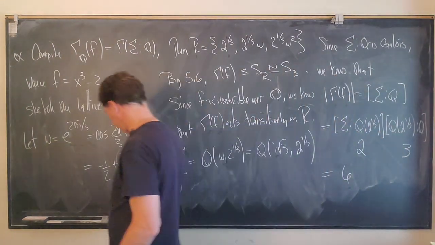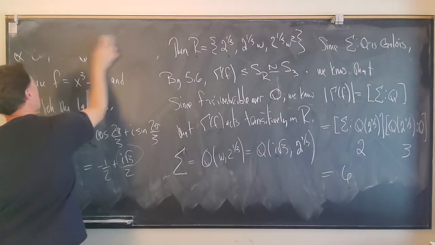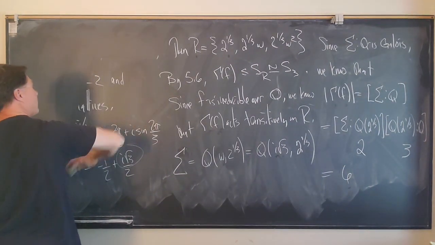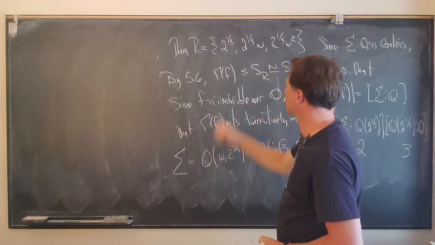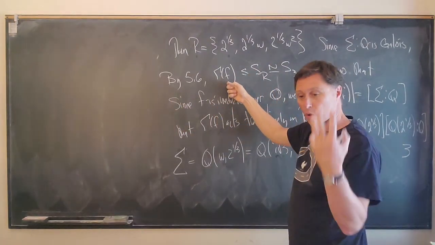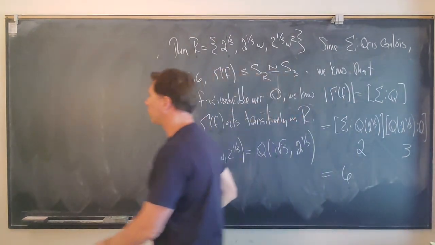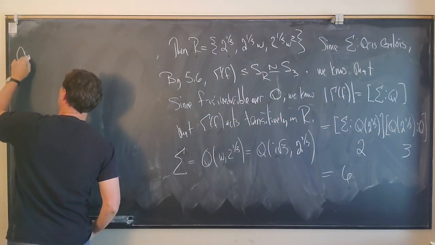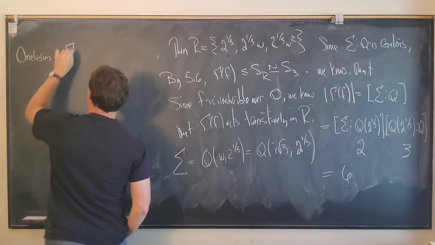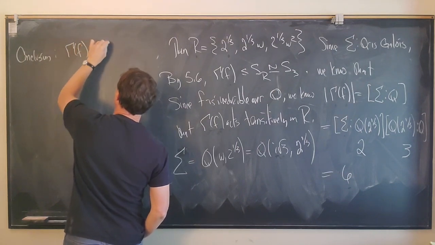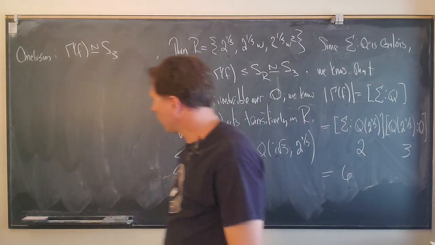Okay, fine. But what did we know? We know that Gamma of f is a subgroup of S3. S3 has order 6, and so if you have a subgroup of order 6 within a group of order 6, you've got to be equal. So our conclusion is that Gamma of f is isomorphic to S3.